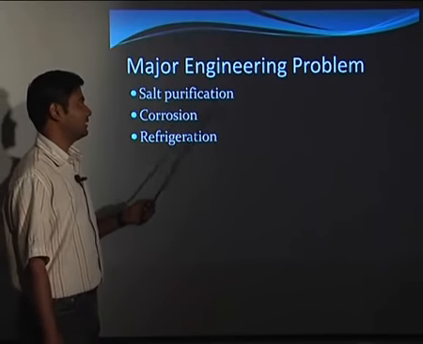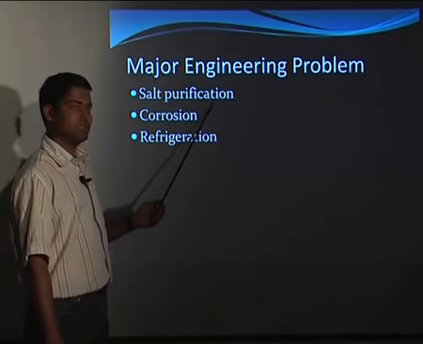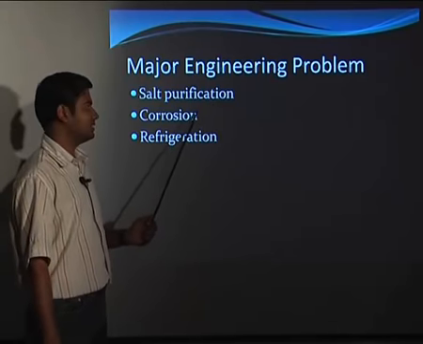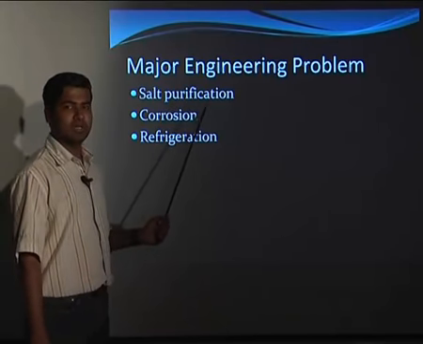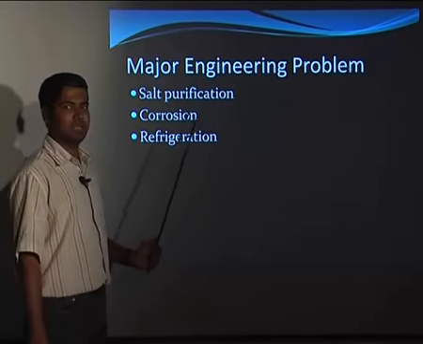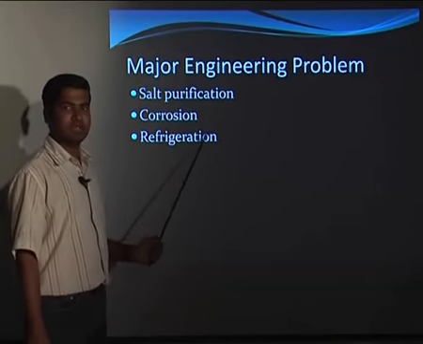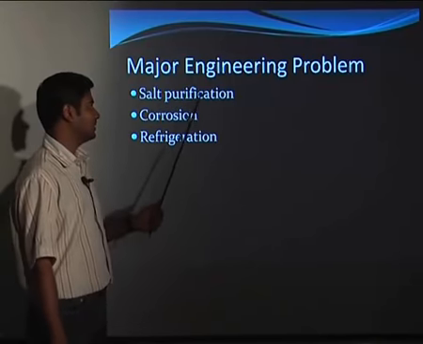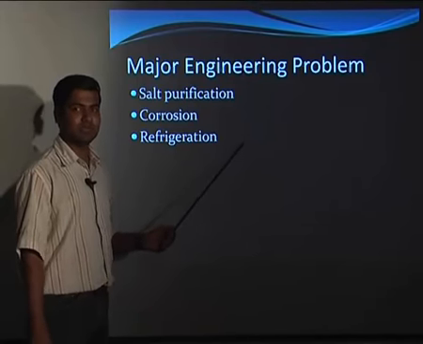Here also the major problems are salt purification, where we have to remove the impurities in the solution. Then corrosion: ammonia is a corrosive agent, and NH4Cl is also a corrosive agent, so for that we have to choose the material of construction of the required grade. And refrigeration: as we discussed, we recover NH4Cl at 0 degrees Celsius, so we have to bear the cost of refrigeration. These are the major engineering problems in soda ash production by the modified Solvay process.